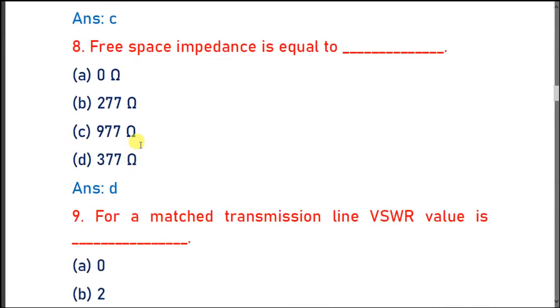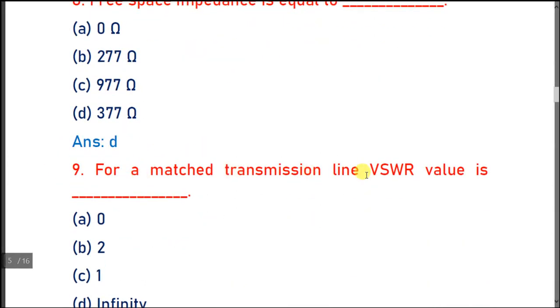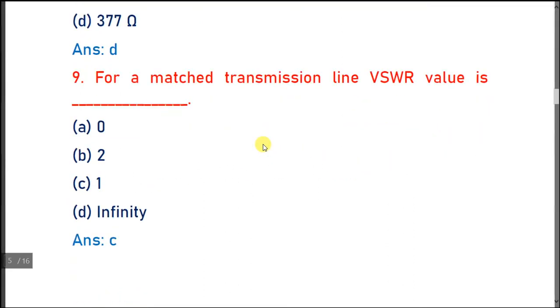Okay, that is a straightforward answer. For a matched transmission line, VSWR is equal to dash. So you know what a matched load is: ZL is equal to ZO. Okay. And what is VSWR?